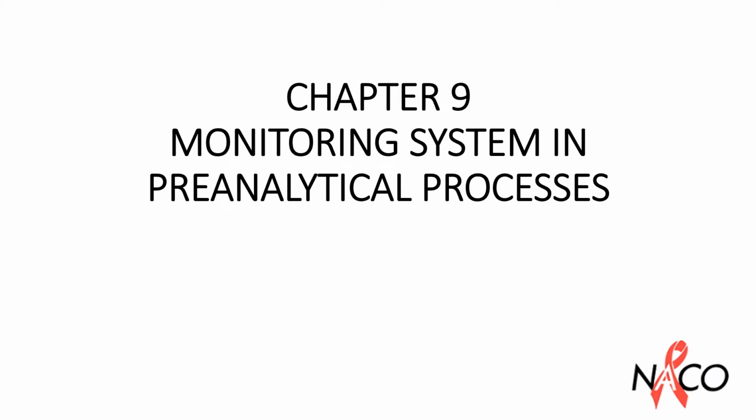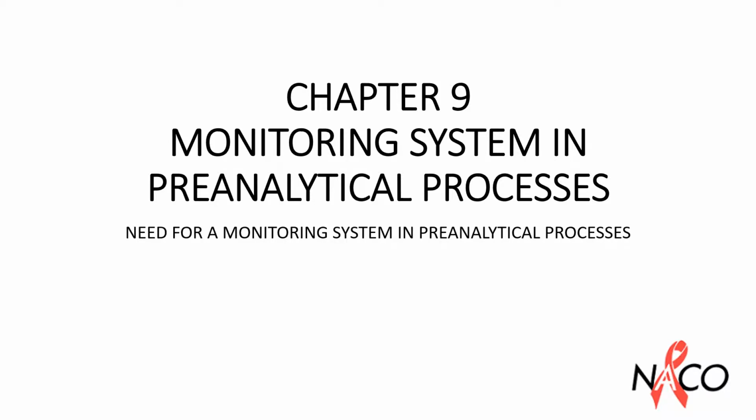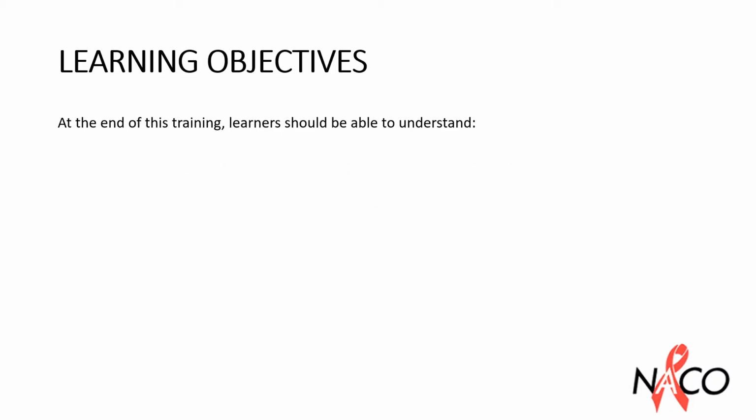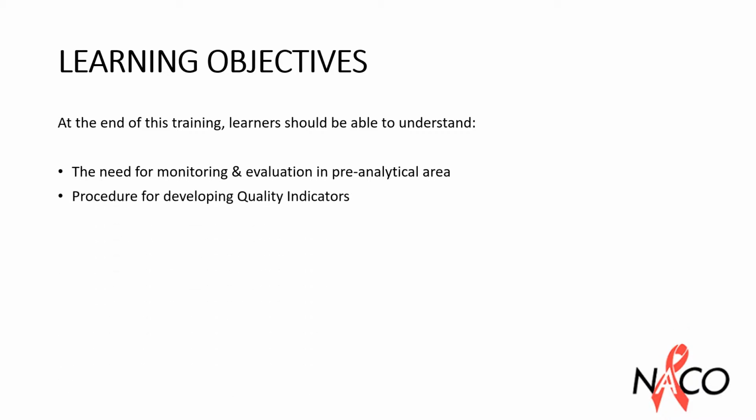Chapter 9, Monitoring System in Pre-analytical Processes. Topic: Need for a monitoring system in pre-analytical processes with examples of quality indicators. At the end of this training, learners should be able to understand the need for monitoring and evaluation in the pre-analytical area, the procedure for developing quality indicators, and the procedure for implementing quality indicators in pre-analytical processes.